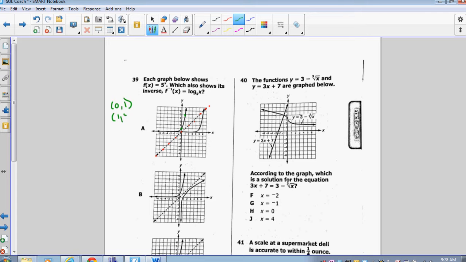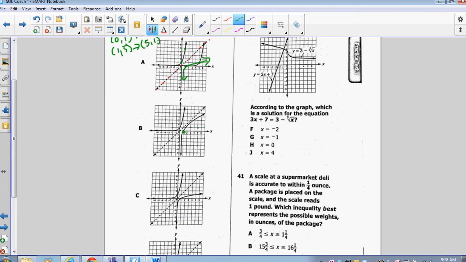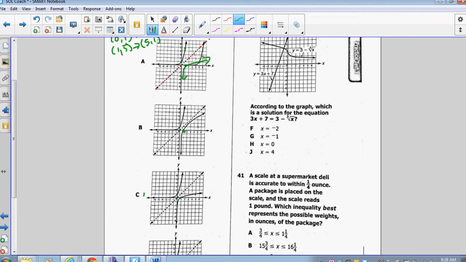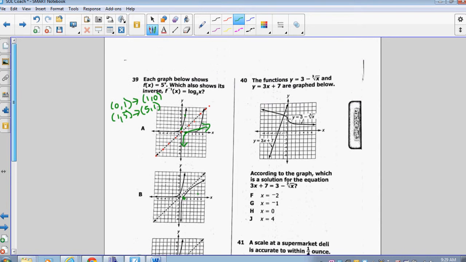Instead of 0, 1, and 1, 5, my new points would be 1, 0, and 5, 1. So I'm looking for a graph that has 1, 0, and 5, 1. So it looks like it could be this one. It has 1, 0, but it doesn't have 5, 1, so I don't think it's B. This one has 1, 0, and it has 5, 1, so it's probably this one, but let's check out D just to be sure. Nope, D's wrong. Alright, so answer C.